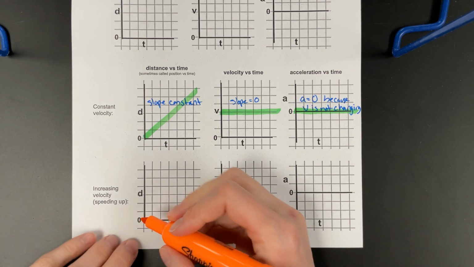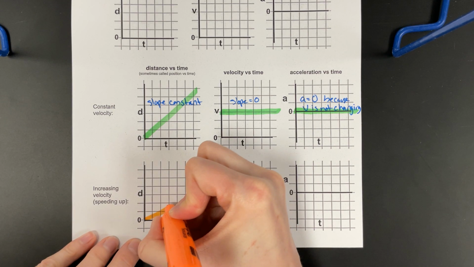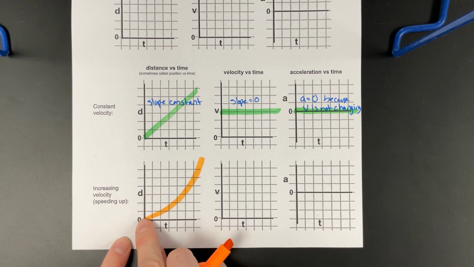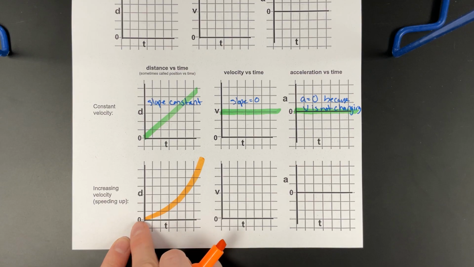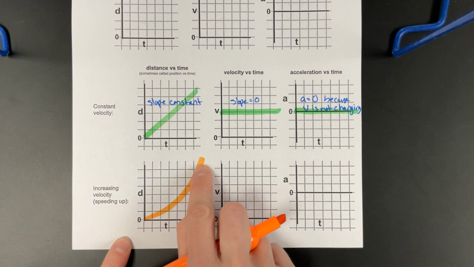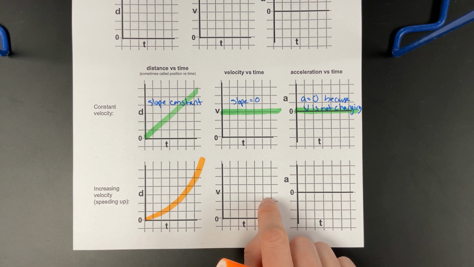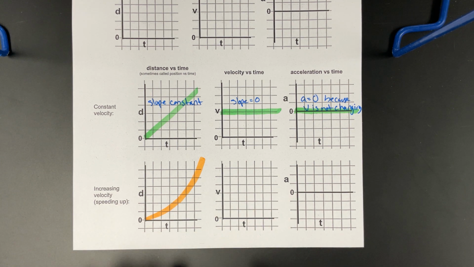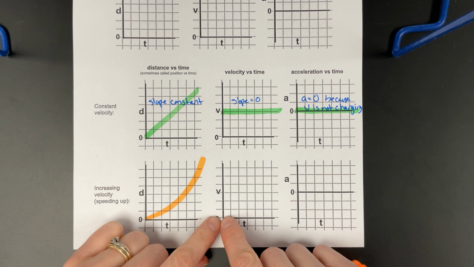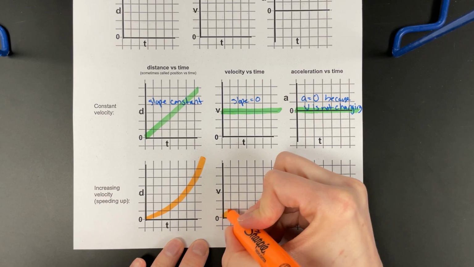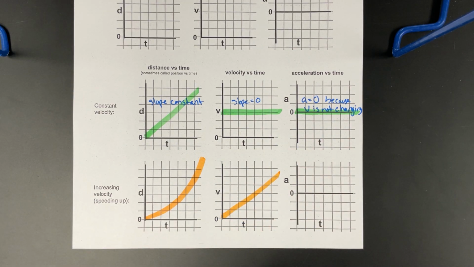So what does that look like? Looks like it starts slower, gets steeper, steeper, steeper. Starts shallow, gets steeper, steeper. Starts with a lesser slope, and the slope gets greater, greater, greater. What is that going to look like on a velocity graph? Well, if the velocity is increasing, it might start at 0 and then be at 1 and then 2 and then 3. So that's going to look like the velocity is increasing.